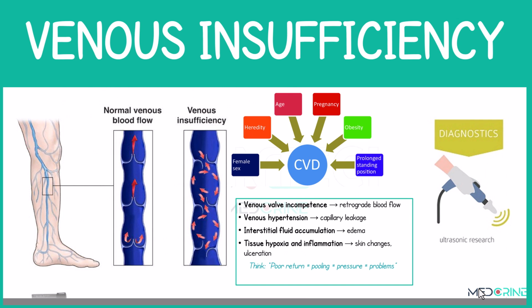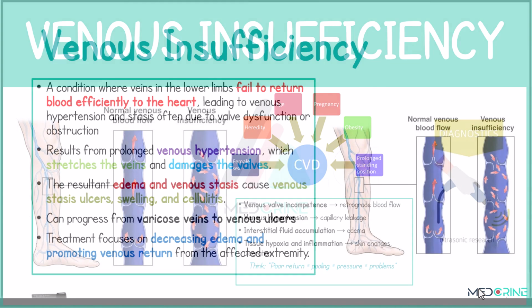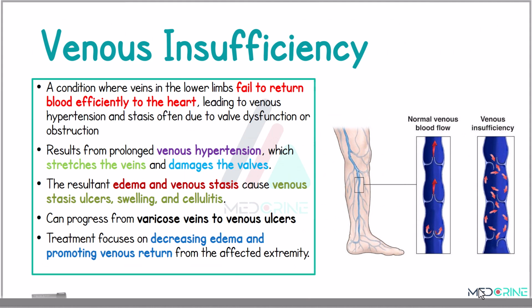Welcome. Today we will be looking at venous insufficiency. Venous insufficiency is a condition in which the veins of the lower limbs fail to return blood effectively to the heart. This leads to an increased venous pressure, or venous hypertension, and blood stasis. It often arises from a valve dysfunction or an obstruction, and over time this may cause significant complications, for example, edema, venous stasis ulcers, and cellulitis. The management of venous insufficiency usually focuses on reducing the edema and promoting venous return from the affected limb.